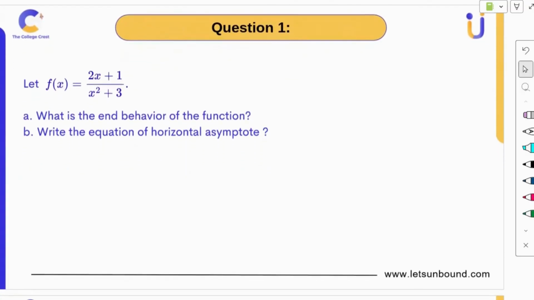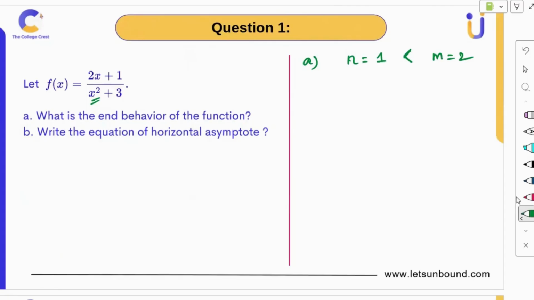Let f of x equal to 2x plus 1 by x squared plus 3. What is the end behavior of the function? Okay, let me do the a part here. Numerator degree is 1. How will you find the degree, by the way? The exponent of x, which is the biggest one. This is x, single x, right? X power, nothing means x power 1. And denominator degree is 2. This term is leading.